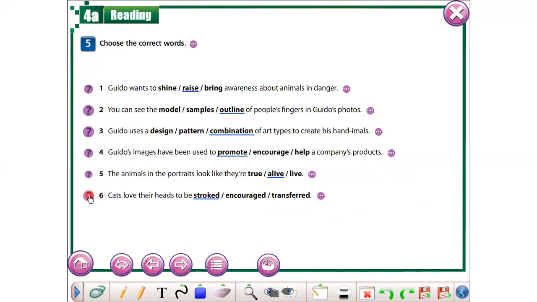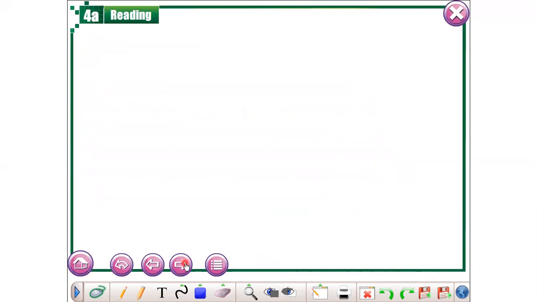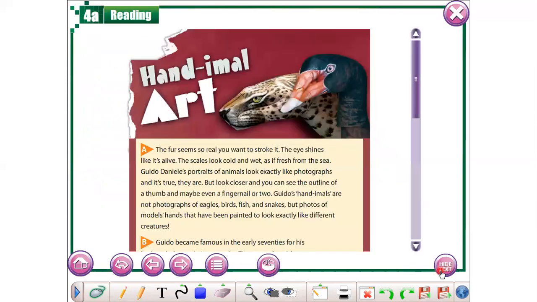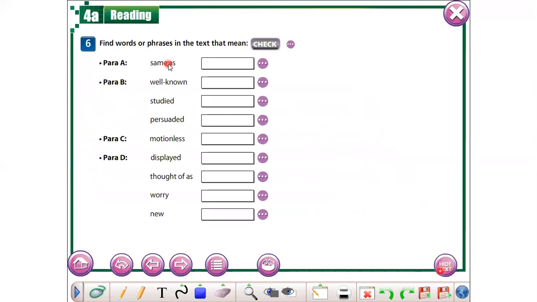Let's go to the next part. Ready? Now find words or phrases in the text that mean the same. So we have paragraph A, paragraph B, paragraph C, and paragraph D. Now we must find a word or phrase in the text that has the same meaning. For example, let's start with paragraph A.